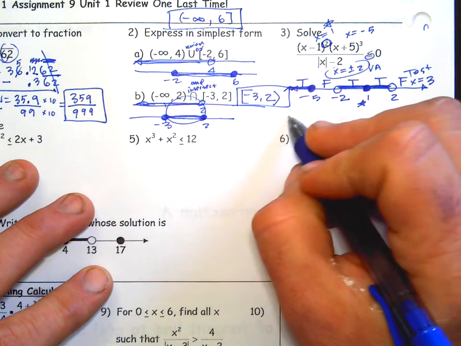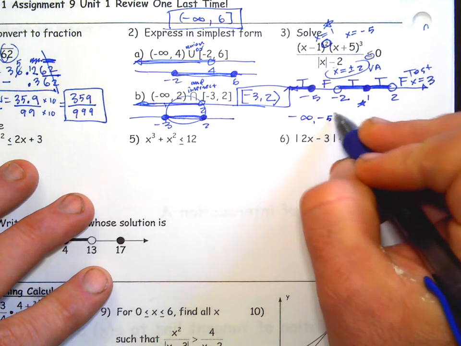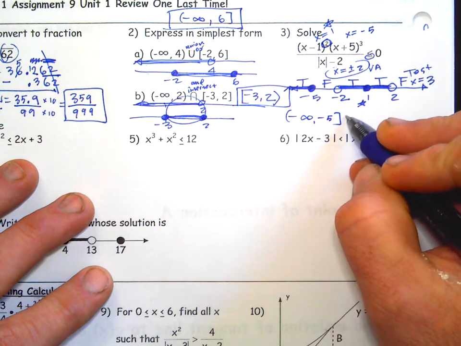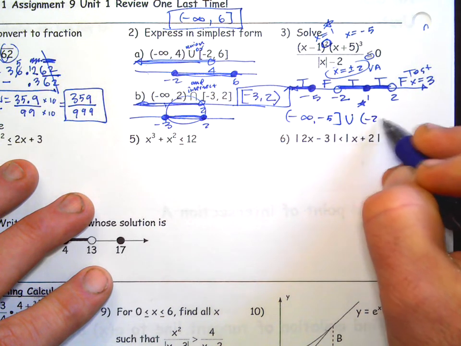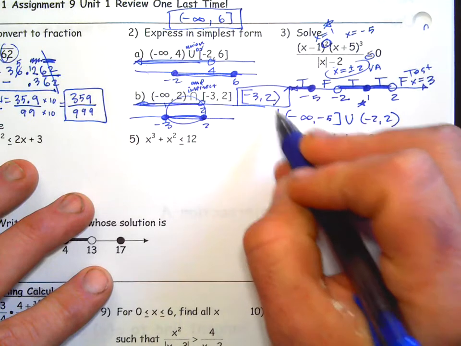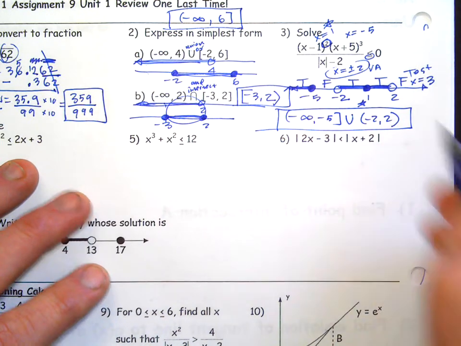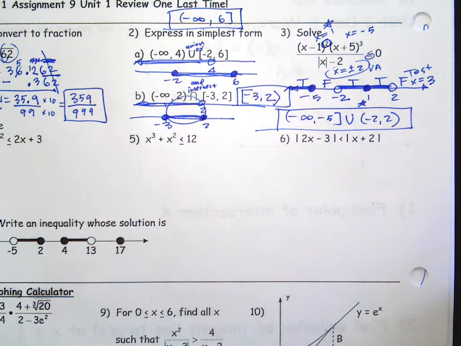So your answer is going to be negative infinity, negative 5, bracket, parentheses on infinity always, union, parentheses, negative 2 to 2. Don't break it up at 1 because it's a solid dot. It's all one big chunk of answers. You break it up, taking off points.